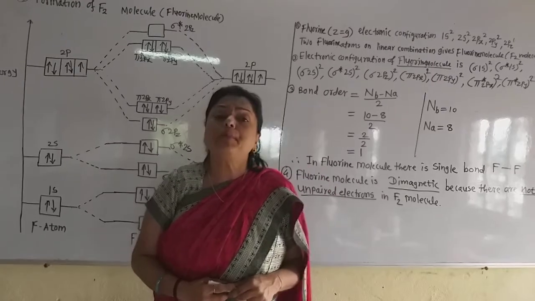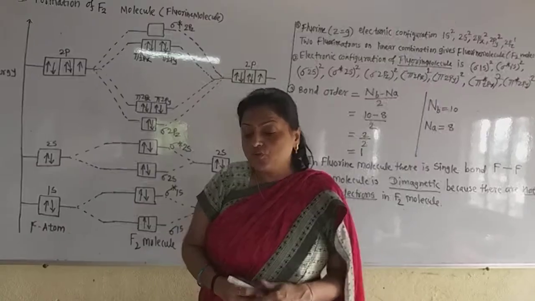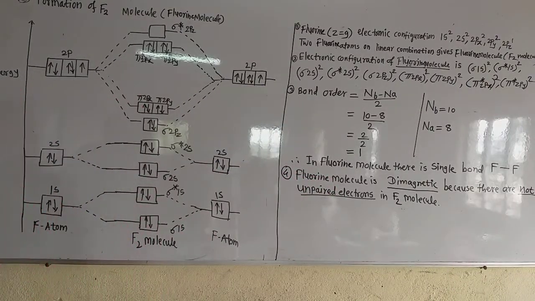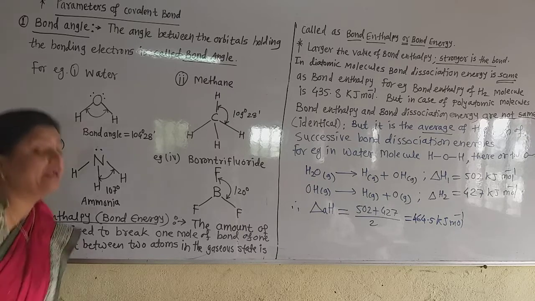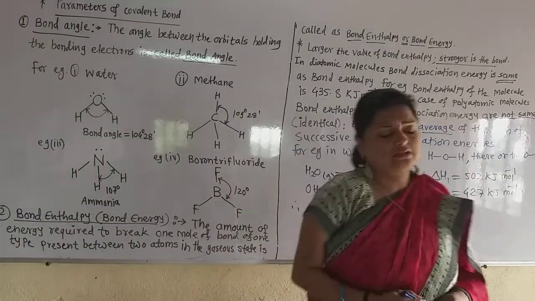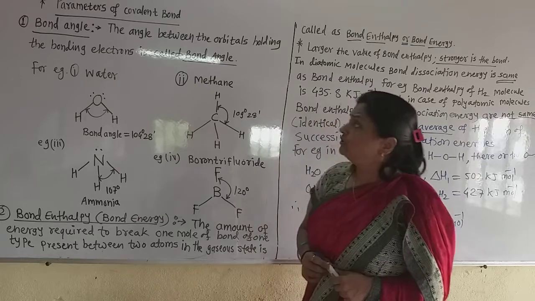Now let us see some parameters of the covalent bond. Which are those parameters? The parameters of the covalent bond are bond angle, bond enthalpy, bond length, polarity of the covalent bond, and others.